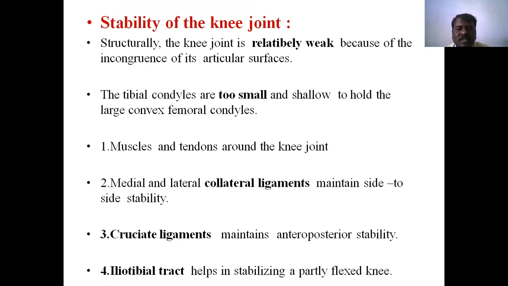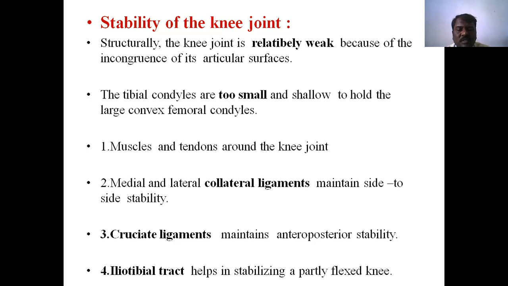Next, how is stability given to the knee joint? Structurally, the knee joint is relatively weak because of the incongruence of the articular surfaces. The articular surface of the lower end of the femur and that of the upper end of the tibia are different. Between these two articular surfaces there are two menisci. The tibial condyles are too small and shallow to hold the large convex femoral condyles. The larger convex femoral condyles articulate with the small, shallow articular surface of the tibia.